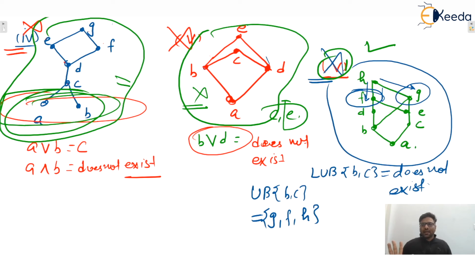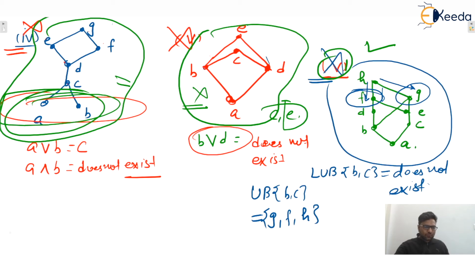We need to check, and the condition is that for every pair of elements, supremum and infimum must exist. But it is guaranteed that if greatest and least are not there, then the Hasse diagram will not be a lattice, isn't it?